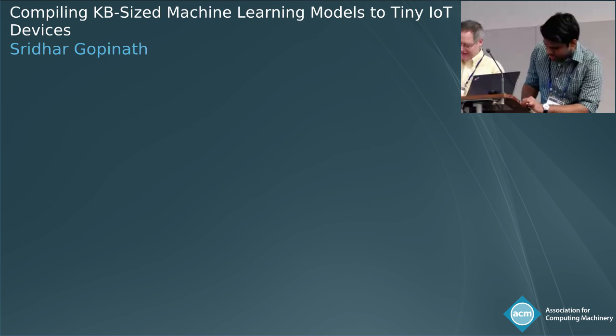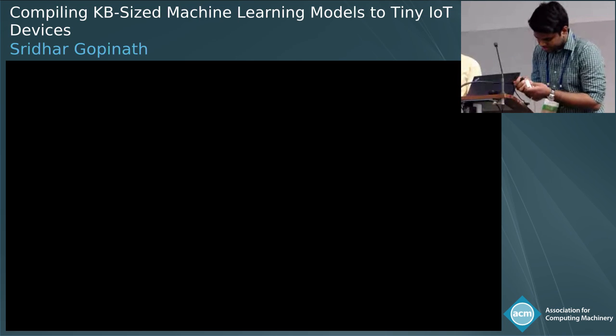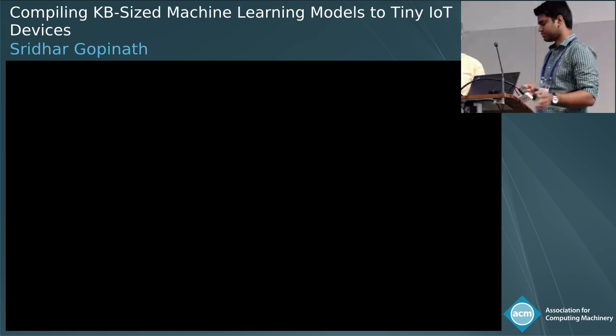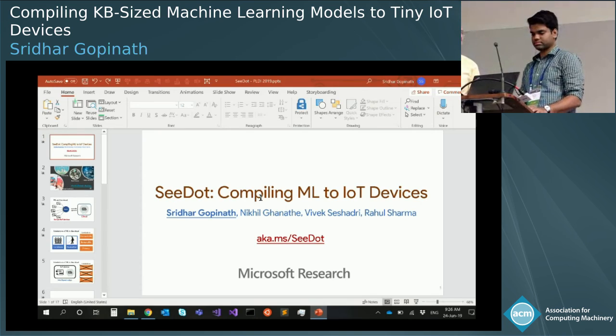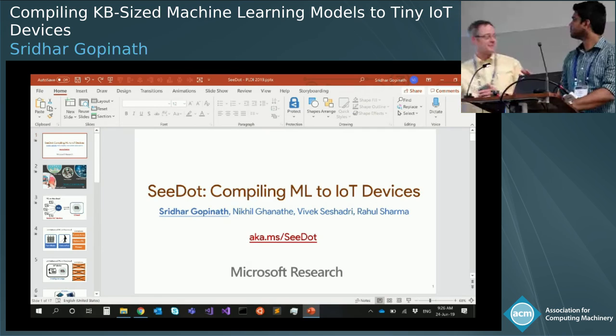Our next speaker, Sridhar Gopinath, is going to be talking about kilobyte-size machine learning models for tiny IoT devices. One of the things we heard about yesterday in the Turing Award lecture was about these giant 100 million parameter models, and of course they take up a lot of space. So we're going to hear today about models that are much smaller with high performance.